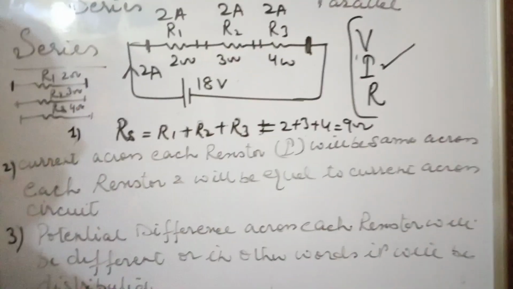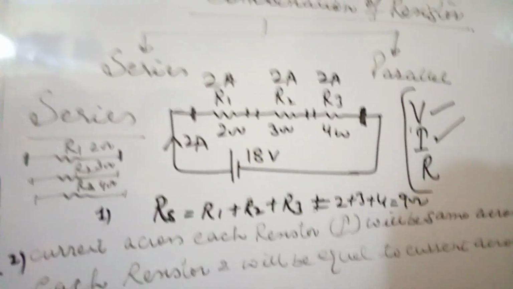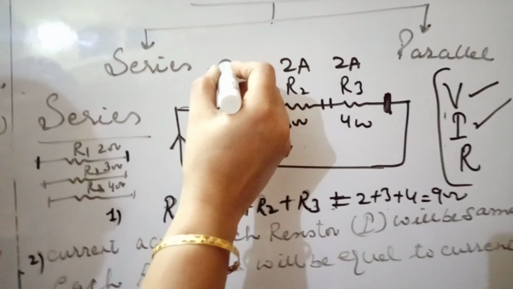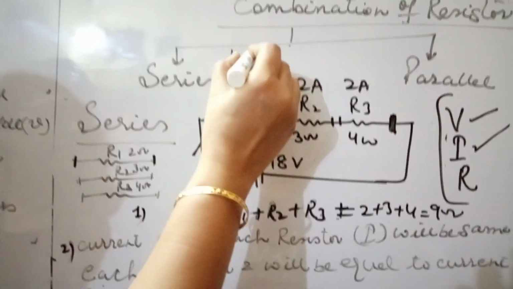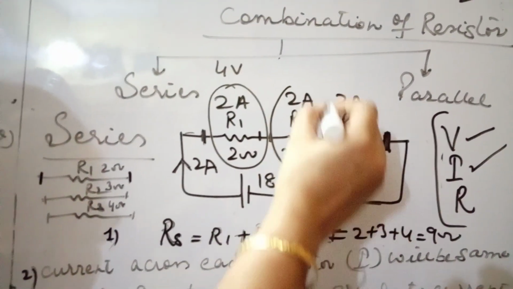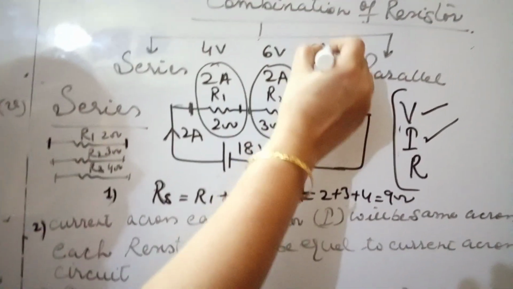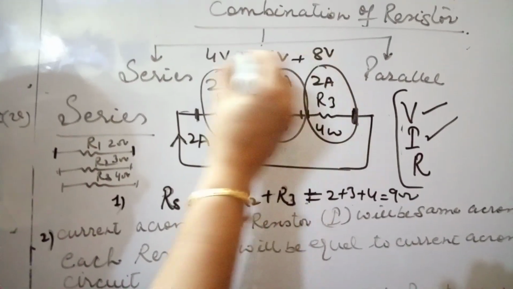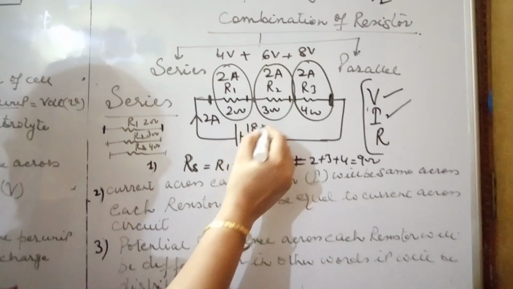And what about the position of the voltage? Voltage will be different and it will be distributed. See here how. So current 2 ampere, resistance 2 ohm, answer is 4 volt, 2 into 2. 3 into 2, 6 volt. 2 into 4, 8 volt. What is the net answer? 4 plus 6 plus 8, 18 volt.